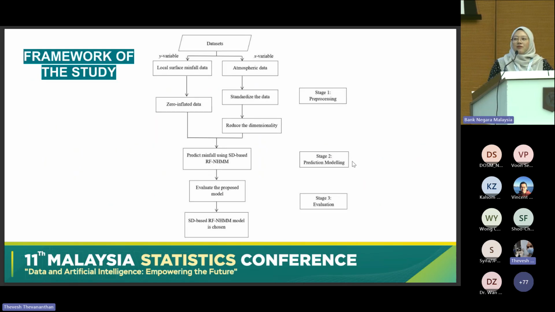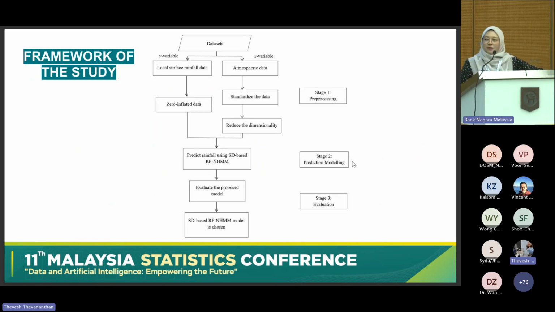This is the framework of my study. First, as we can see, for stage one, pre-processing for the X variable, the atmospheric data. After we standardize the data, we apply PCA to reduce the dimensionality by extracting the number of principal components without losing any significant information. The analysis includes the eigenvalues, variation, and cumulative percentage. This substantial reduction in dimensionality resulted in the formation of a new dataset for the next stage.